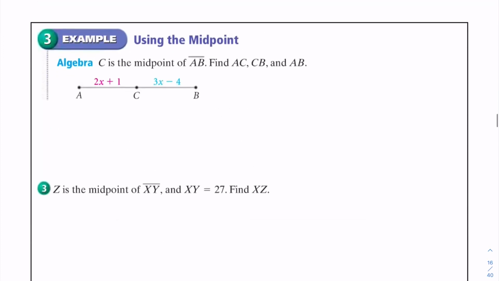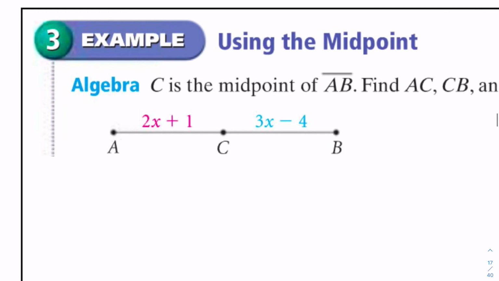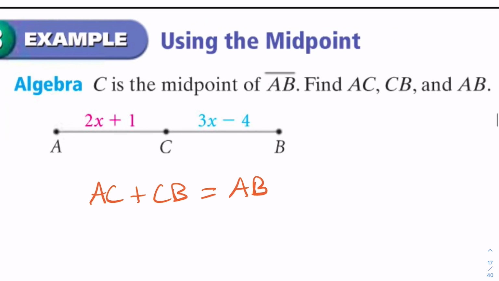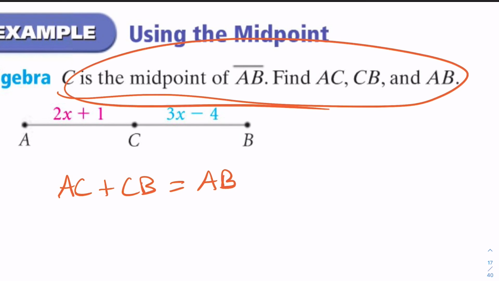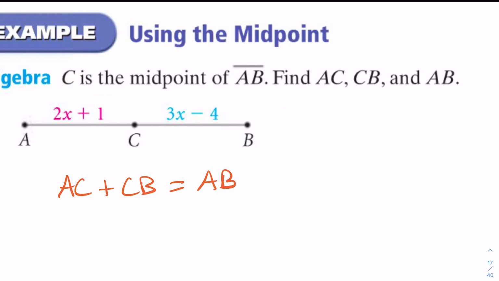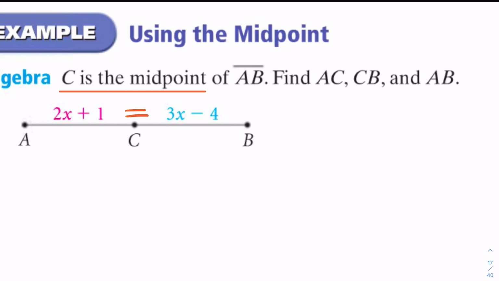Yep. So the midpoint, here's what we don't do. We don't do AC plus CB equals AB. Because, well, we don't really need to because they didn't give me AB, right? I have no idea what AB is in length. What I do know is that C is the midpoint. And what that means is AC equals CB. So we are not going to set it up this way. We're actually going to set up like this.